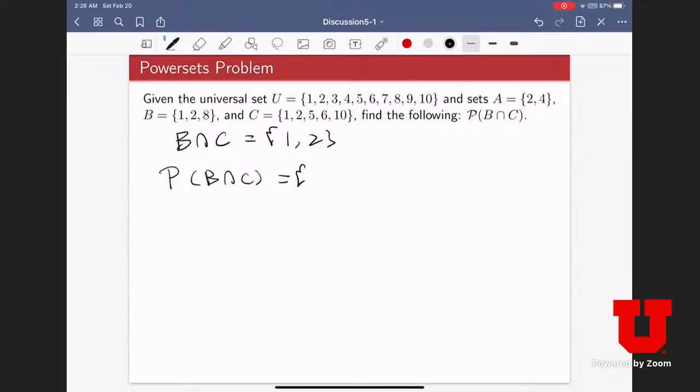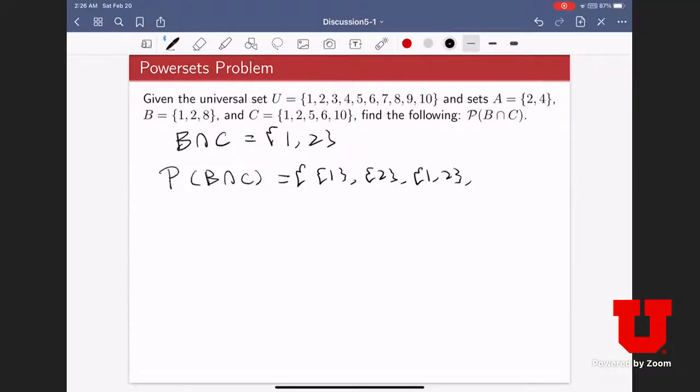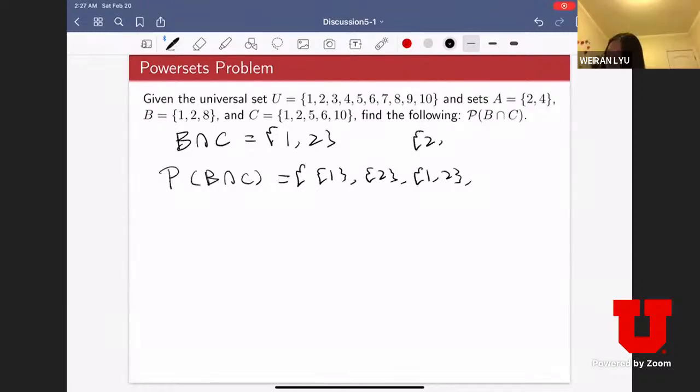Would it be the set 1, the set 2, and the set 1, 2? Yep. But you're still missing one. What is another one? Two, one. So the set 2, 1 is actually the same as set 1, 2, right? Because the order doesn't matter in the set.